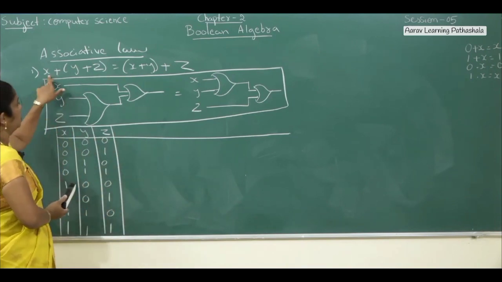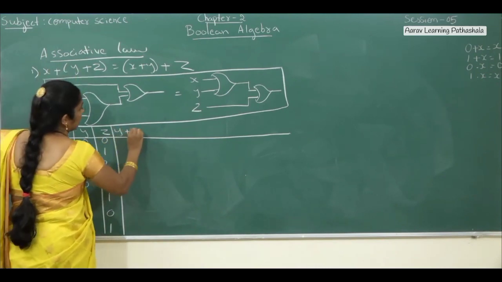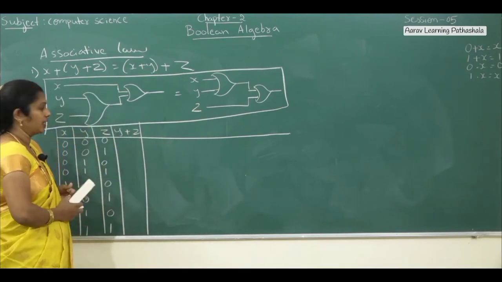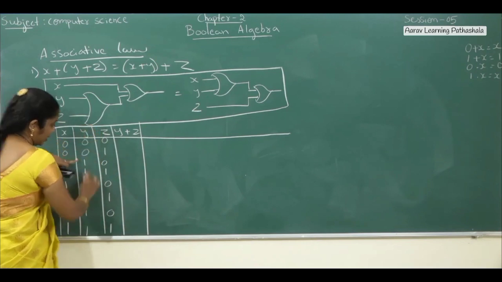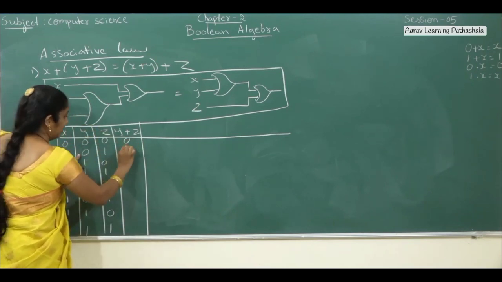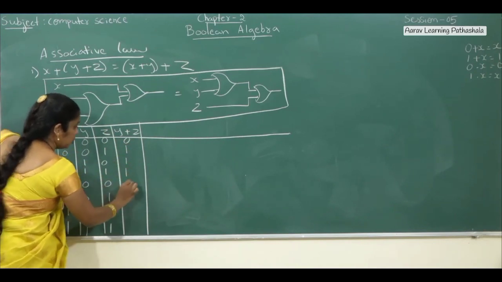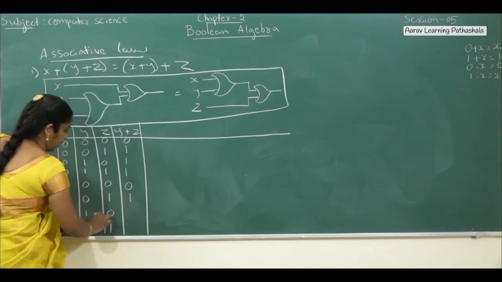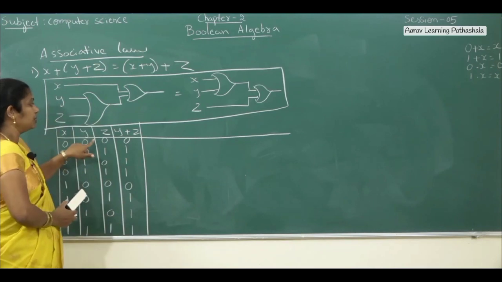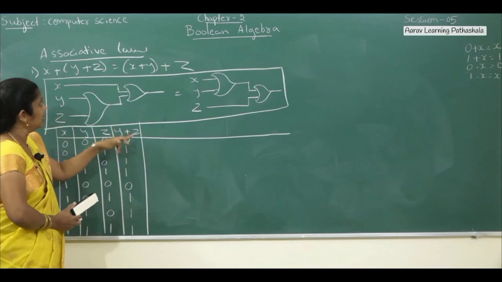Now, first for the first part, we will take y plus z. In the plus operator, if any one of the inputs is true, the output becomes true. For y plus z we take the y column and then the z column. 0 plus 0, 0. 0 plus 1, 1. 1 plus 0, 1. 1 plus 1, 1. Again 0 plus 0, 0. 0 plus 1, 1. 1 plus 0, 1. 1 plus 1, 1. If all the inputs are false, then only the output becomes false. Otherwise, it is true. This is y plus z.